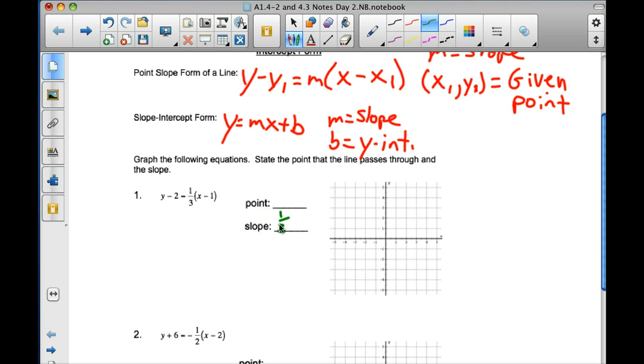Now, everybody try to get the point out of that form. Let everybody think about it first. Gia, what is it? 1, 2. Very good. 1, 2. Because it's x minus x1 and y minus y1. So it's 1, 2. Now we have to graph it.